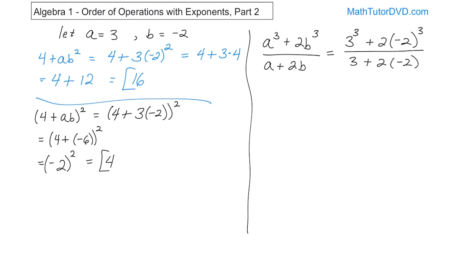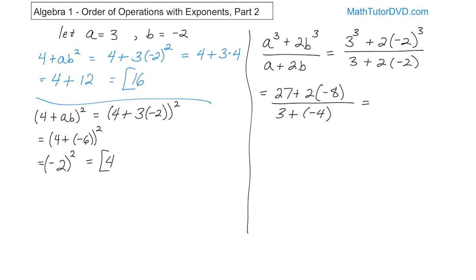Now on the top we have an exponent, multiplication here, and addition. What comes first? Exponent comes first of all of those things. So 3 cubed, 3 times 3 times 3, if you write that down and do it, it's going to be 27 plus 2. Now this guy, -2 times -2 times -2, if you go off and do that, you'll find that that's going to be -8. And on the bottom, you have 3 plus, what is 2 times -2? Because here we have addition and multiplication. Multiplication comes first, is going to be -4.